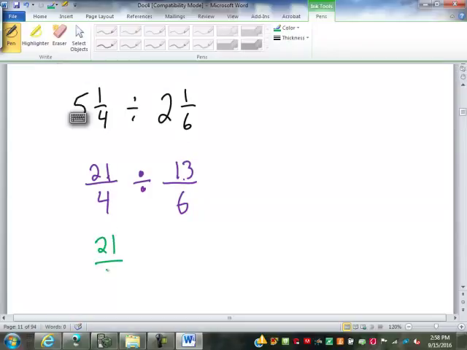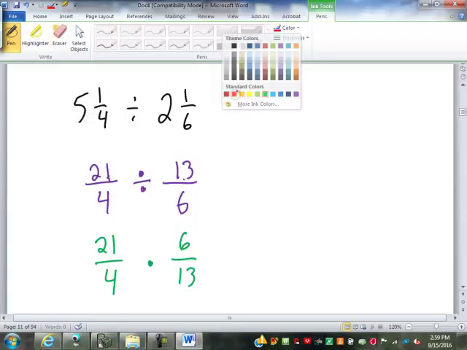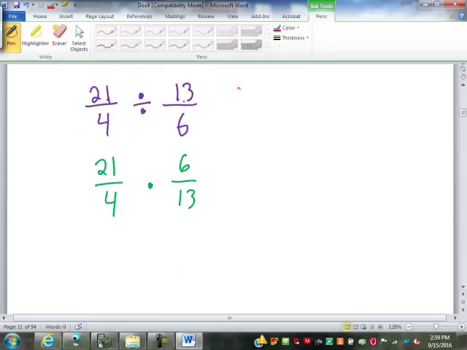Now the first number never changes. When we subtract or divide, it's always the second number that changes, right? So it's going to be times, what's going to go here? 6 over 13. We flip it over, take its reciprocal. Now we can cross cancel. We have 6 and 4 both divisible by 2, giving us 3 and 2.